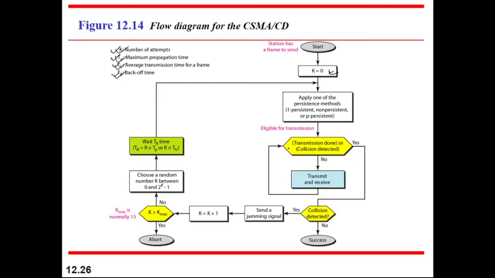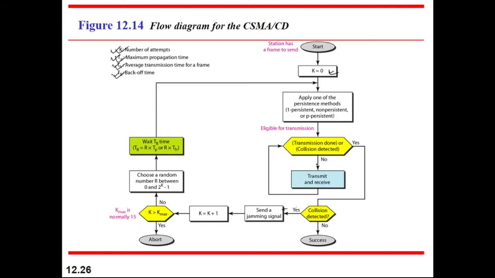What is actually going on here? Eligible for transmission. So there is a condition check: the transmission is done or a collision is detected. If yes, then you have to check whether a collision is detected. If a collision is detected, what will happen? If it is yes, then send a jamming signal, or if it is no, then success.